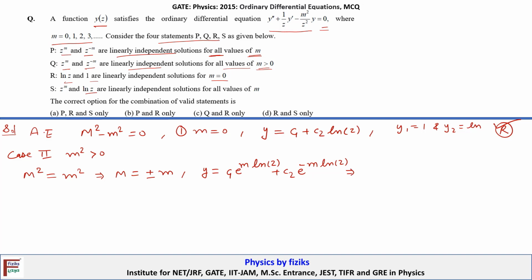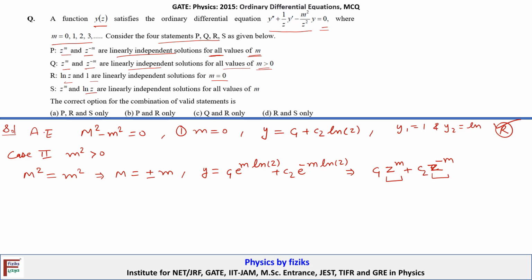Now these two solutions can be written as c1 into e to the power ln of z to the power m, where e and ln cancel out, and therefore we can write it as z to the power m. Similarly, for the second we can write it as z to the power minus m. From here we can see that z to the power m and z to the power minus m are the solutions when m squared is greater than 0.